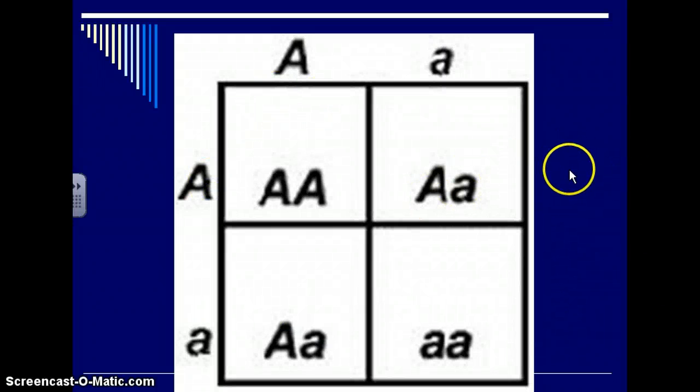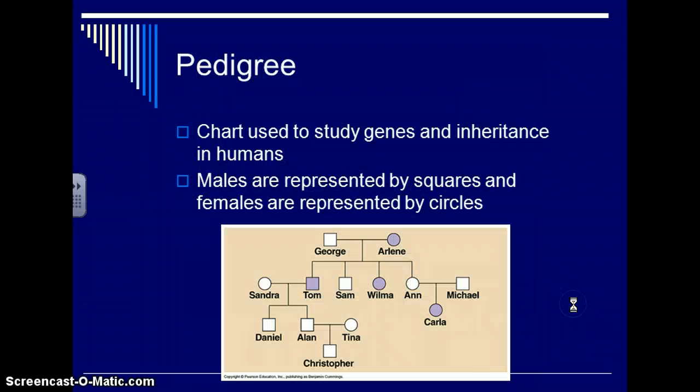Here's just another example. So this would be homozygous. They're both capital. This is heterozygous. We have a capital and lowercase. Heterozygous, capital lowercase, and homozygous, 2 lowercase. Finally, we're going to end with a brief discussion of a pedigree, which is a chart that's used to study genes and inheritance patterns in humans. Males are represented by squares. Females are represented by circles.